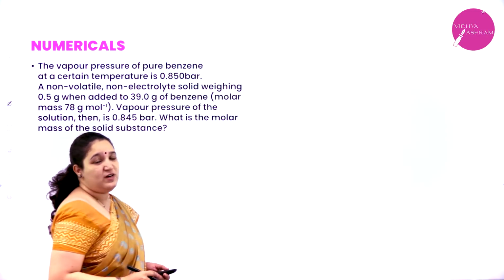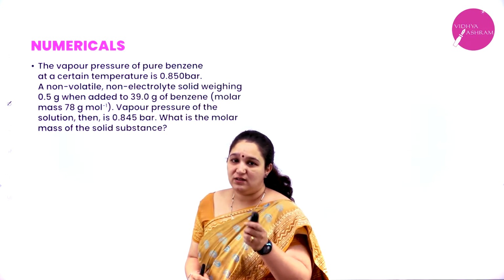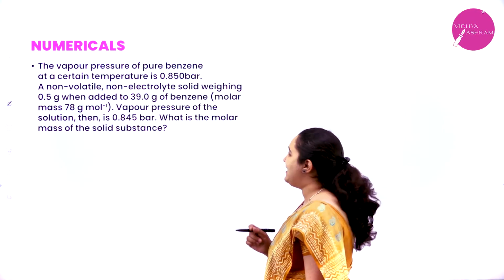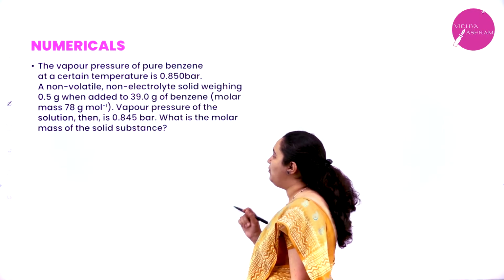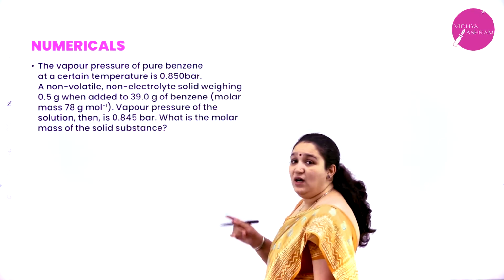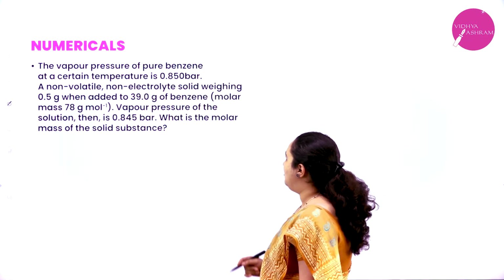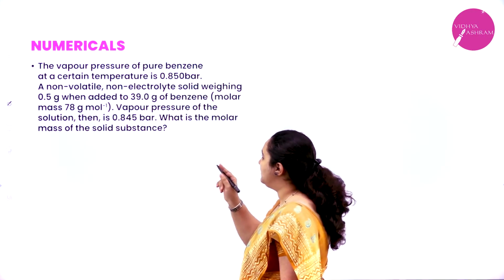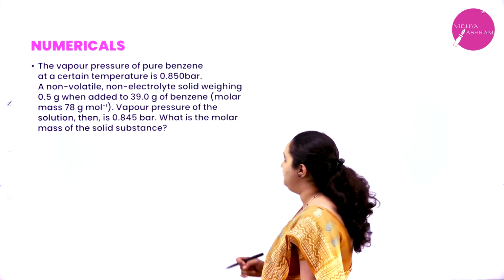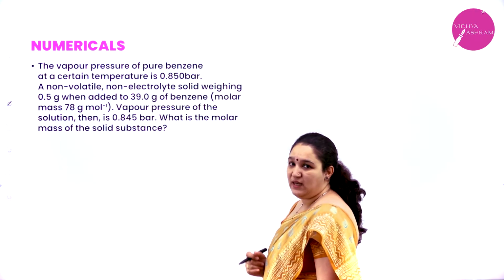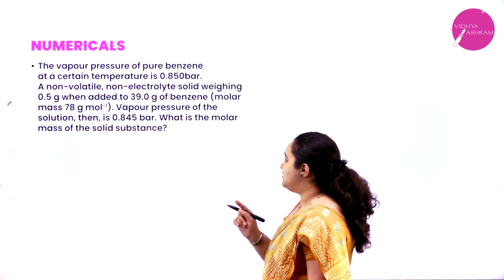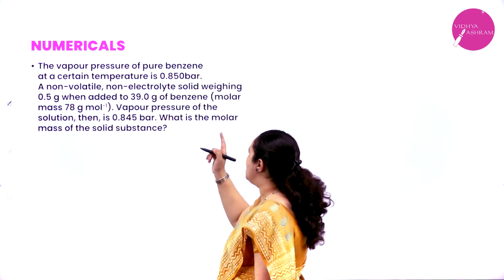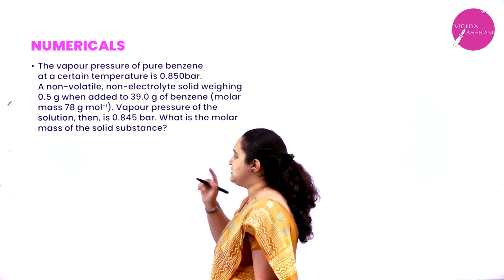So, we have the first problem. I shall read the question for you all. Vapor pressure of pure benzene at certain temperature is 0.850 bar. A non-volatile, non-electrolyte solid weighing 0.5 grams was added to 39.0 grams of benzene and the molar mass of benzene is given. Vapor pressure of the solution then is 0.845 bar. So what is the molar mass of the solid substance?